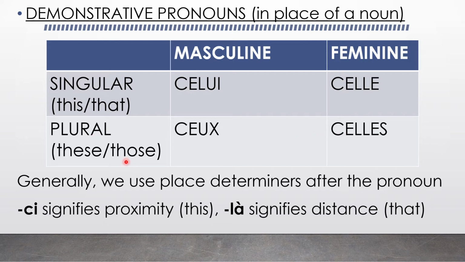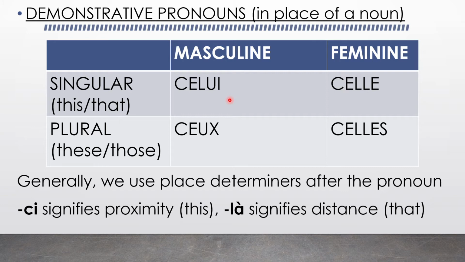Now, the role of the determiners remains the same. Only here you will not have a noun in the sentence because you're talking about a pronoun. So it will come immediately after the pronoun. When you were using an adjective, ce garçon-là, there would be a noun. Now you will say celui-là. This one. If you're talking about a boy, you will say celui-là.